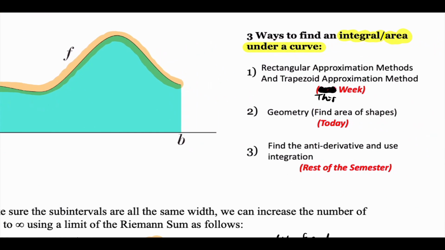There's three ways to do it: using rectangles and trapezoids, which we did this week. Today I'm going to show you a different method. We've done antiderivatives, but there's a way to find area under the curve using antiderivatives. We'll do that next week.